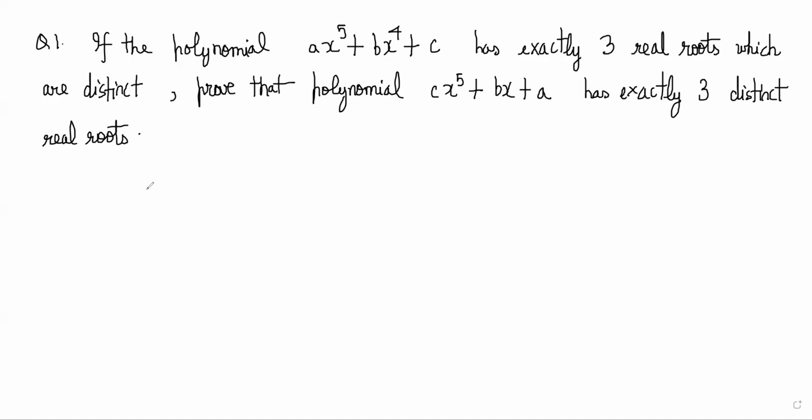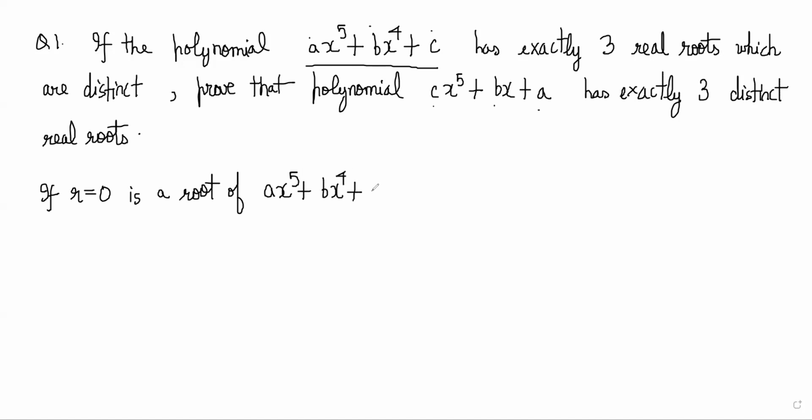Now, the first thing you should notice is that in the original polynomial the order of the coefficients is a, b, c, and here it is c, b, a. So this is looking like the reciprocal polynomial of the original one, right? So we will take separate cases. We will say if r equal to 0 is a root of ax power 5 plus bx power 4 plus c equals 0, then obviously c must be 0, right? That is obvious when you put r equal to 0 here.